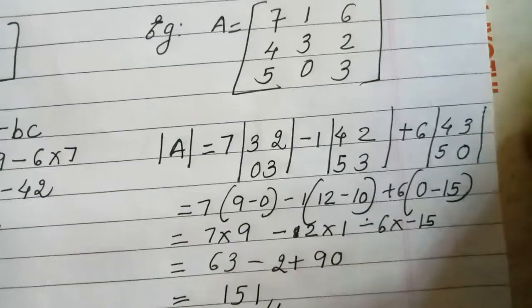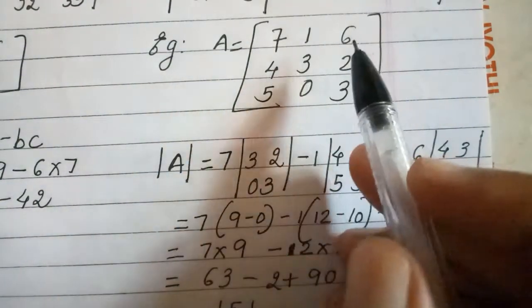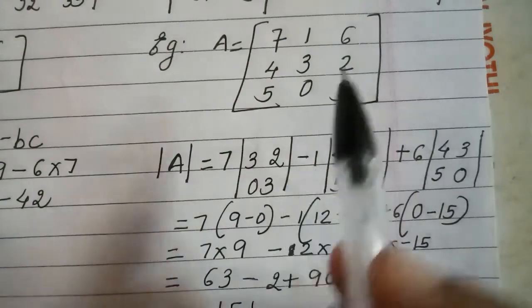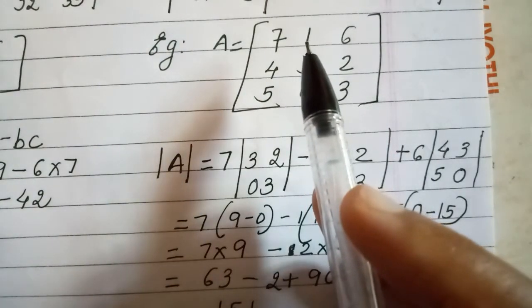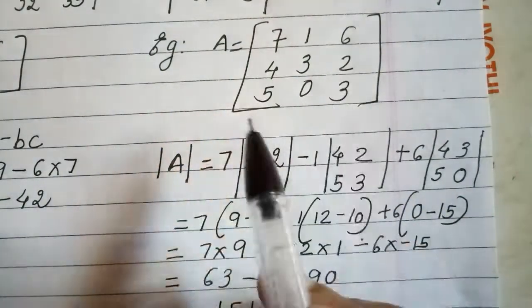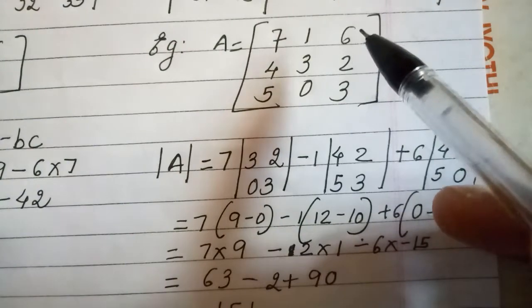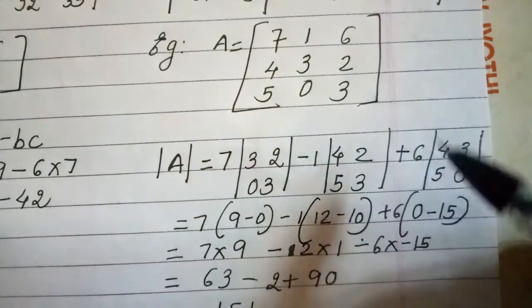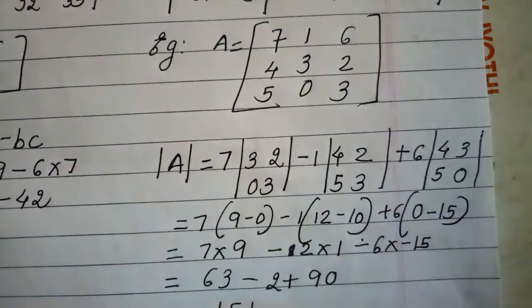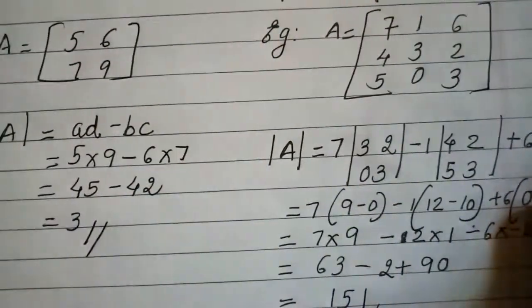Did you understand, children? Write the first element, its position is positive. Delete the row, delete that column, so it becomes 2 cross 2. The second position is minus. Write that element. Delete the row and delete the column in which that element is there. Third one, the third position is positive, so write that number here. Then delete the row, delete the column in which that number is, and expand using the 2 cross 2 formula.